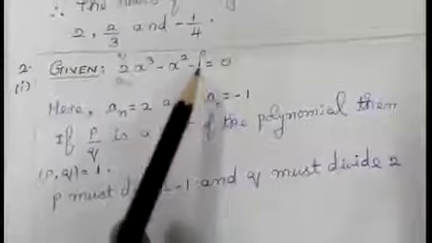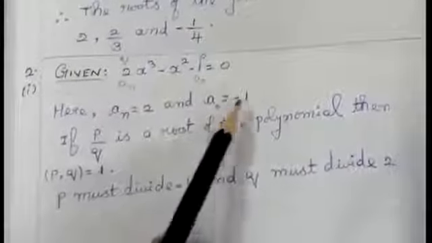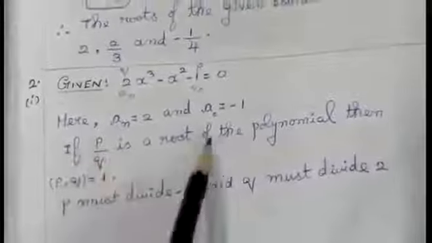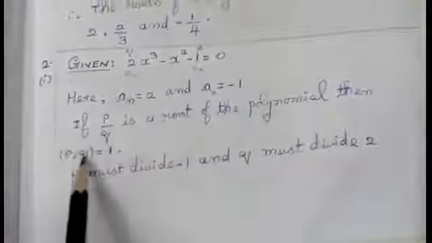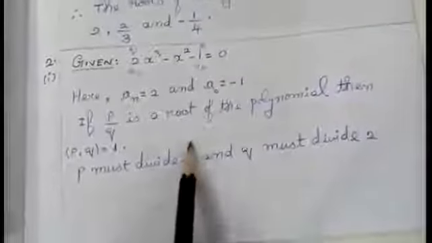Second sum, they have given you like this. I am going to take a_n equal to 2 and a_0 equal to minus 1. What is the condition for the rational root theorem? If p by q is a root of the polynomial, then HCF of p comma q equals 1, p must divide minus 1 and q must divide 2. So that is the concept. Minus 1, 2. Just note these two numbers.